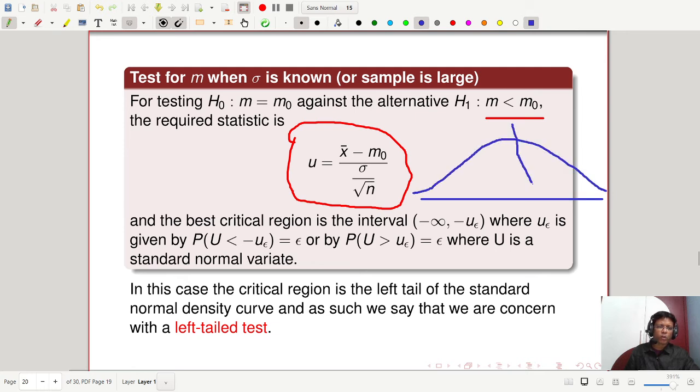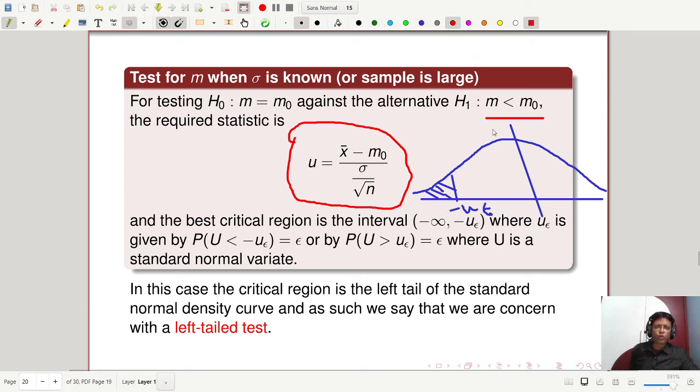This is the standard normal curve, and this is your minus u epsilon. So this is your shaded portion. This is your critical region. In this case, you have to take left tail test. This is called left tail test because your left portion is your critical region.